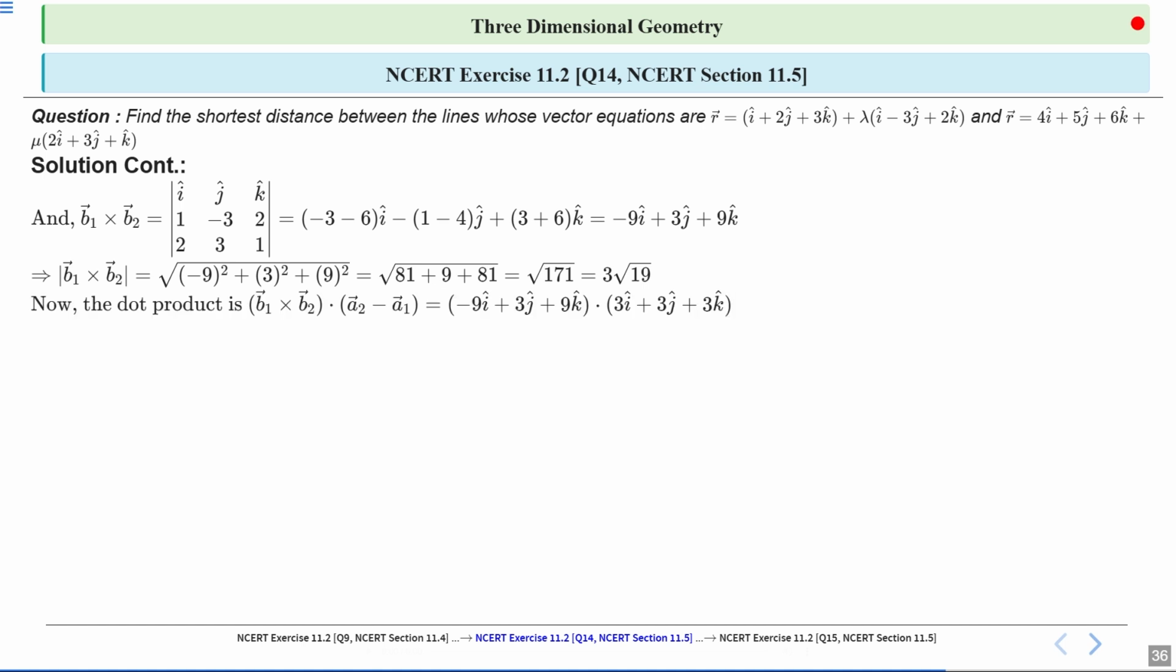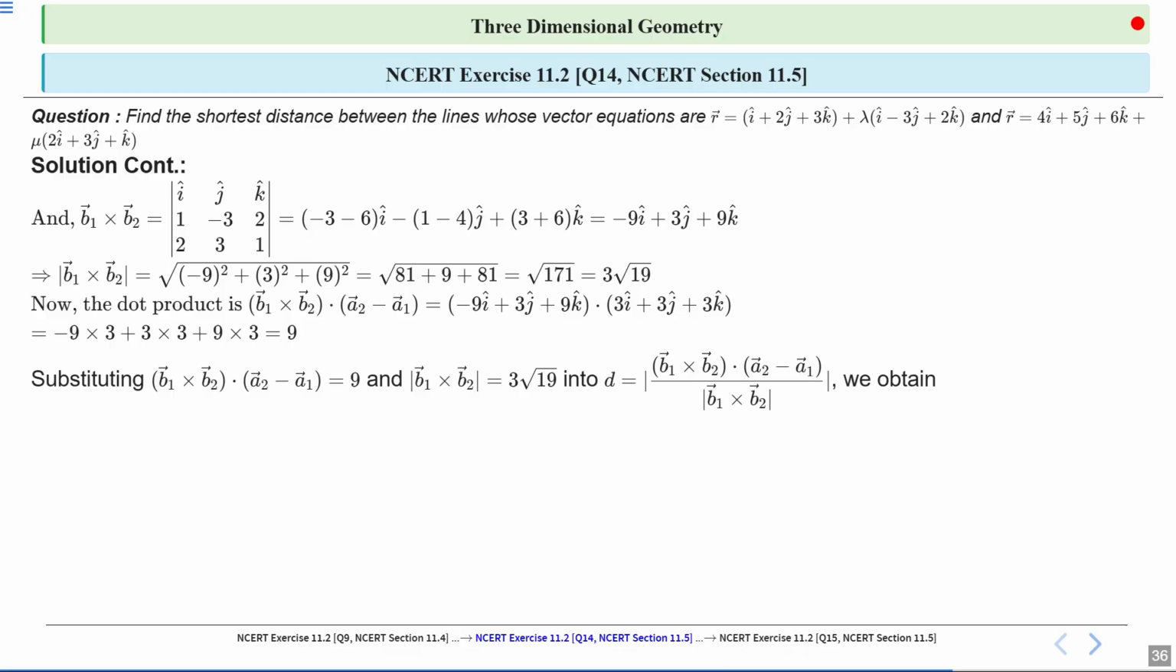Now the dot product, b1 cross b2 dot (a2 minus a1), will be equal to (minus 9i cap plus 3j cap plus 9k cap) dot (3i cap plus 3j cap plus 3k cap), right? Which is equal to minus 9 into 3 plus 3 into 3 plus 9 into 3, which is equal to 9.